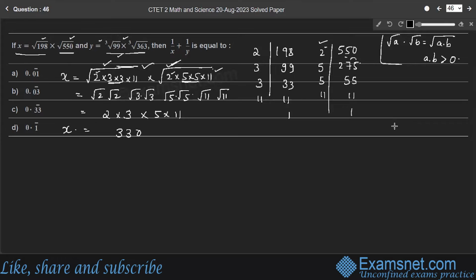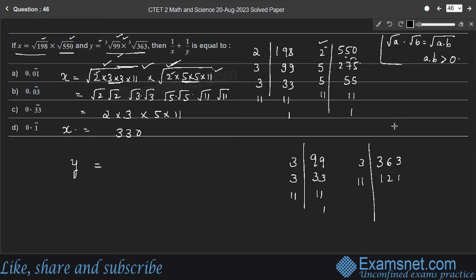Now let us find value of y, right? So for that, we have to take the factors of 99 and 363. So 99 is divisible by 3, hence it is 3 into 33 and 3 into 11 and 11 into 1. And factors of 363 are 3 into 121, right? And 121 is not divisible by 3, right? So we have to directly go for 11. So 11 into 11 is 121 and 11 into 1.